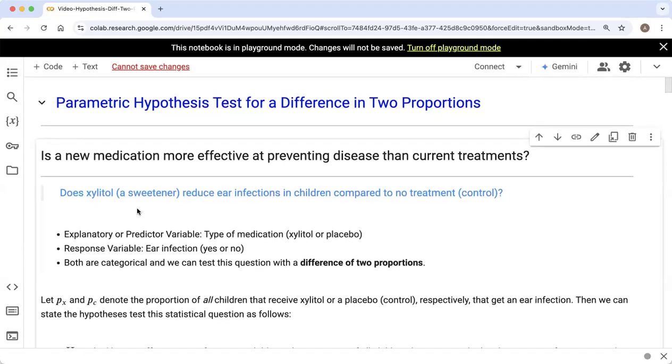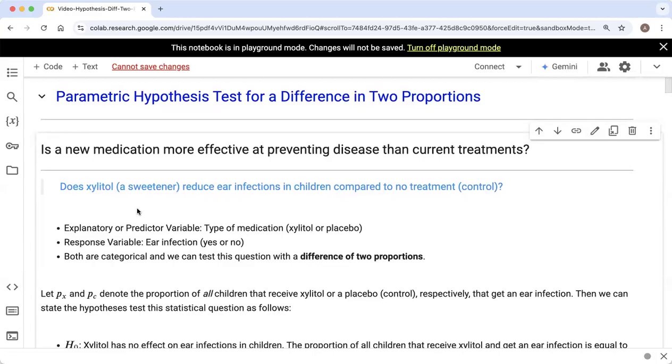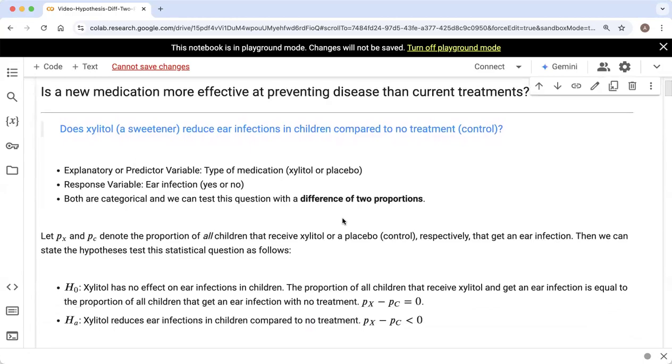control. So for example, let's consider an artificial sweetener xylitol, which we're curious to see whether xylitol is effective at reducing ear infections in children compared to no treatment at all. So in this case, the explanatory or predictor variable might be the type of medication. And so there are two treatment groups. Either a child is placed into the treatment group, they receive xylitol, or into a control group and they receive a placebo. And the response variable here is whether or not the child gets an ear infection.